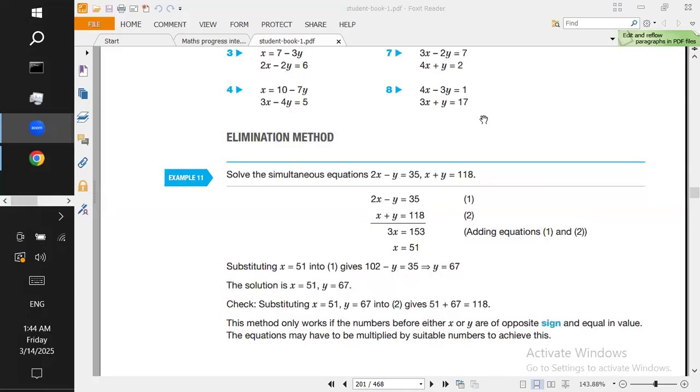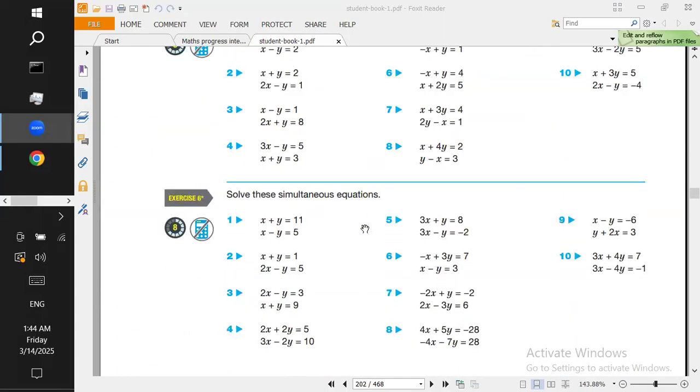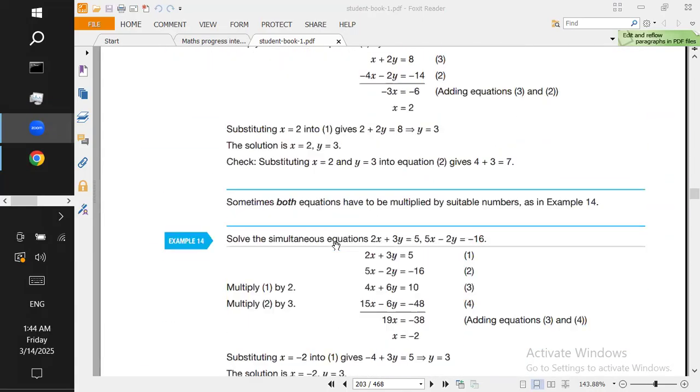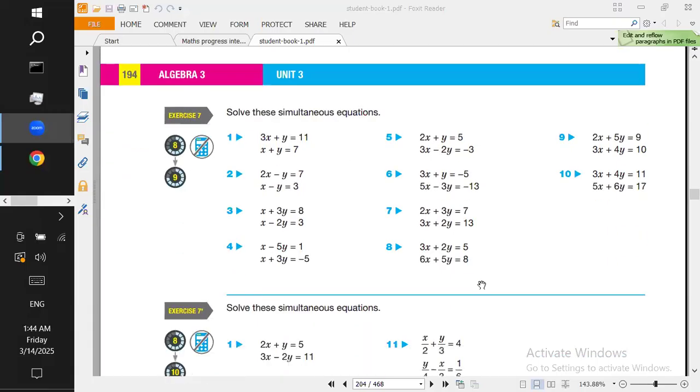In this video, we're going to talk about solving simultaneous equations using the elimination method. Now, the elimination method, let me show you a question. We said that we have rules to do the elimination method. You have to choose a variable that has the same coefficient with different signs. And if they don't, you have to make them have the same coefficients and different signs.